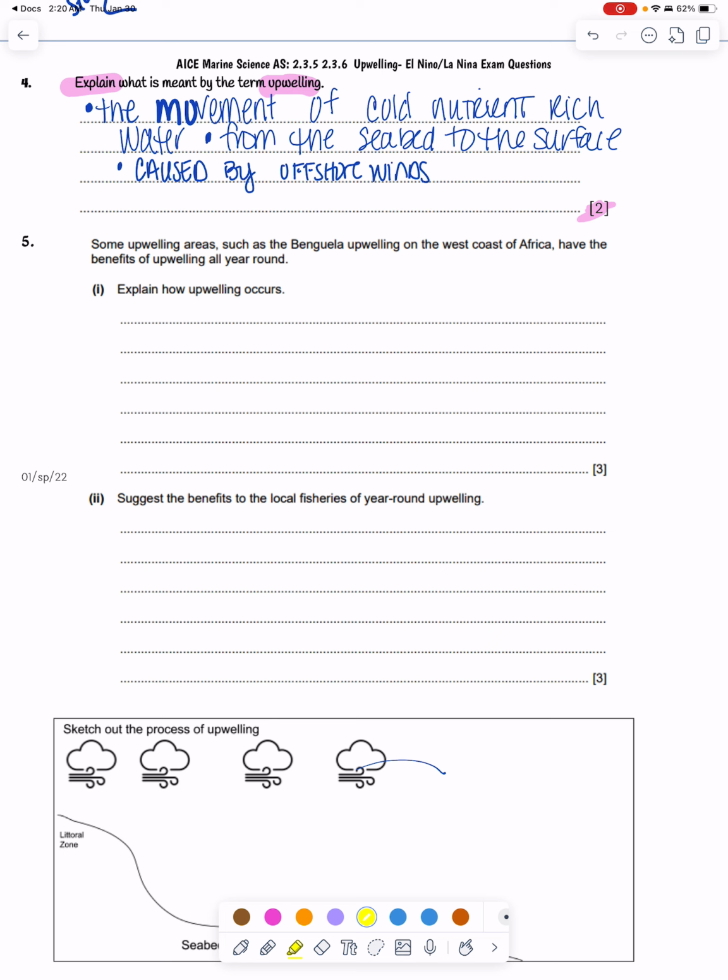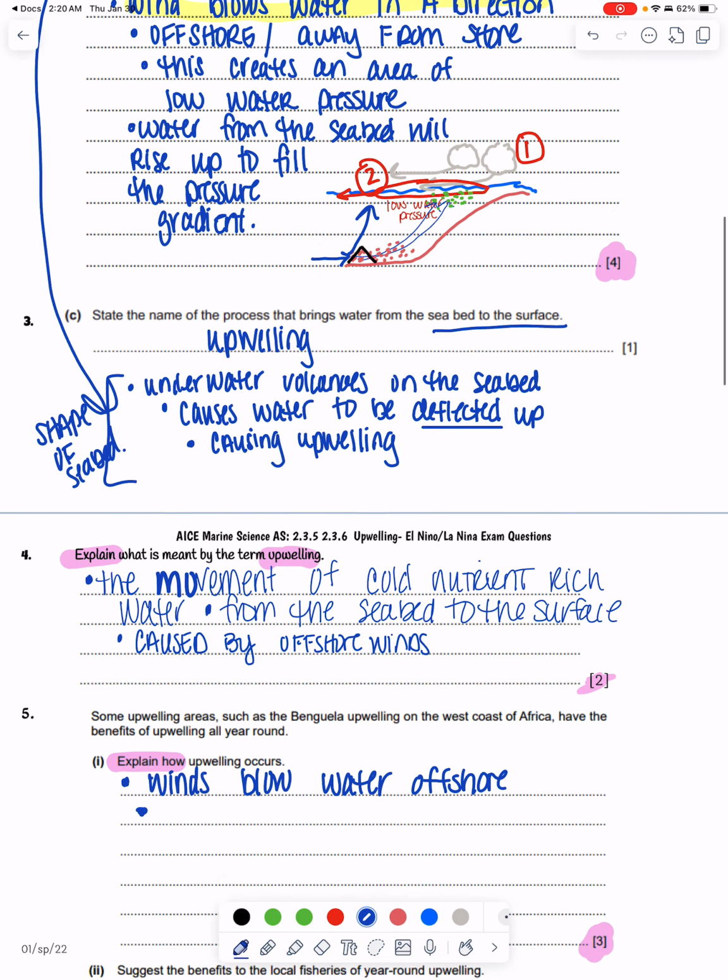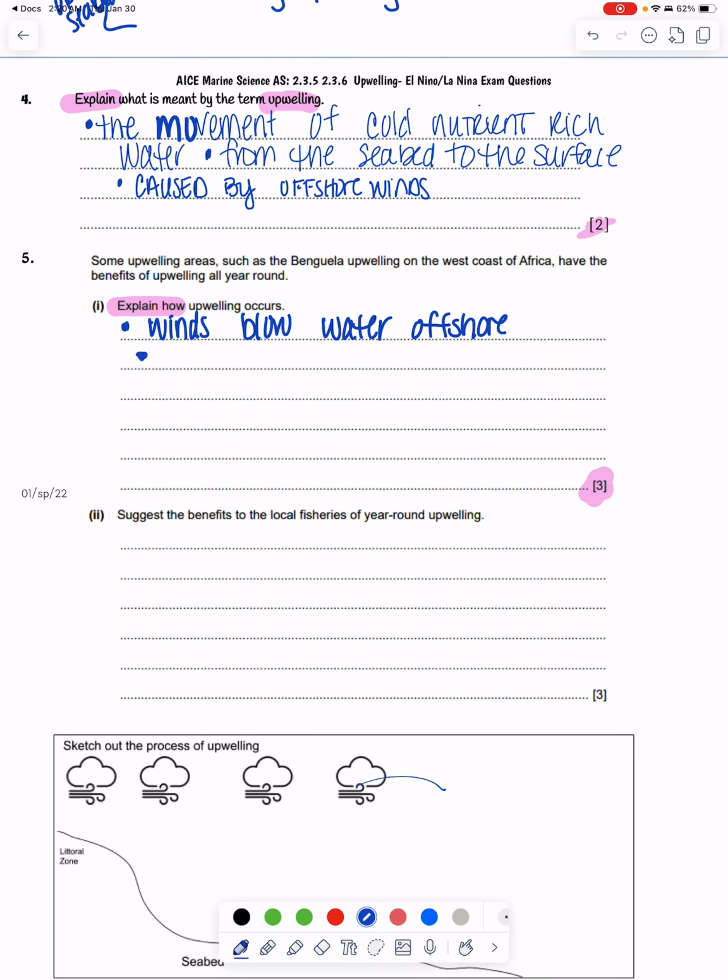We're going to want to talk about the winds first. And this command word being explain, why and how. Winds blow water offshore. Now this question is only 3 marks. The one we answered previously was 4. Very similar question.